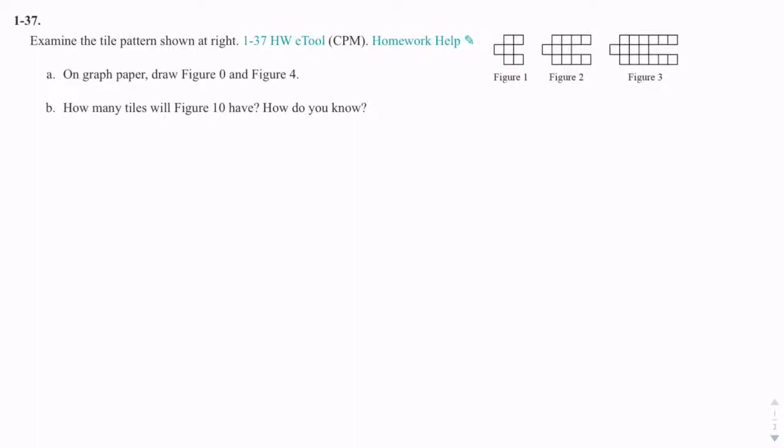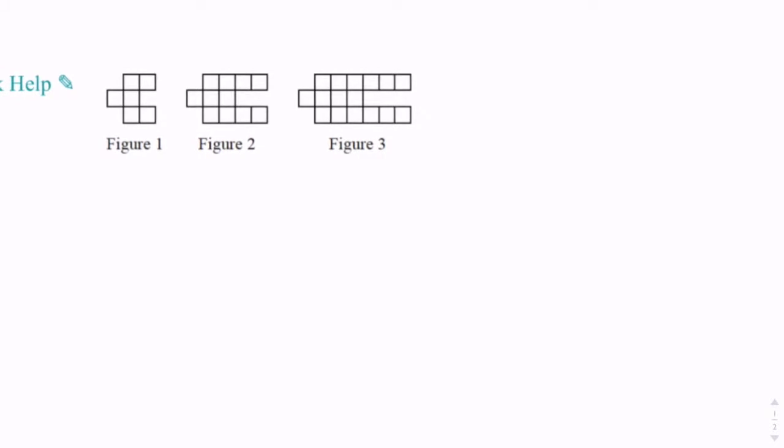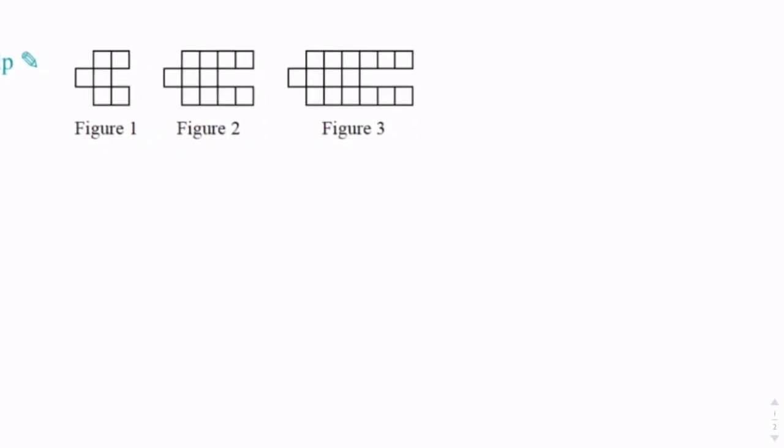Okay, for tile problems or patterns, the thing we need to do first is figure out what the pattern is. For A, they want us to draw figure 0 and figure 4. And for B, they want to know how many there are going to be in figure 10. I'm going to zoom this over so we'll remember what they want us to do.